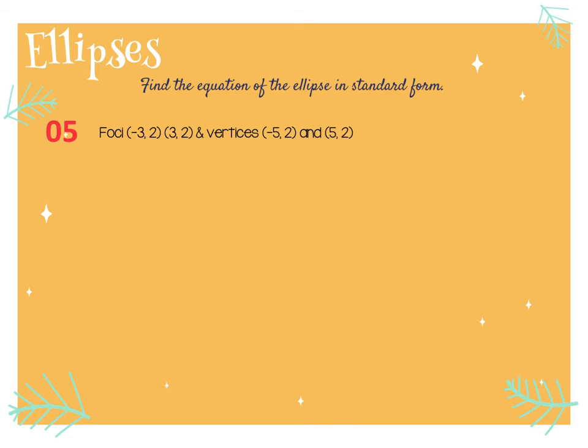Last one is the reverse. So now we're given information and we're finding the equation of the ellipse. So this time I gave you the foci and the vertices. And you've got to find the equation. So I'm just going to draw a quick sketch because you're not going to have to graph this for points, but you would obviously have to graph it to get the equation. So foci being -3, 2 and 3, 2 means 1, 2, 3, up 2, 1, 2, 3, up 2.